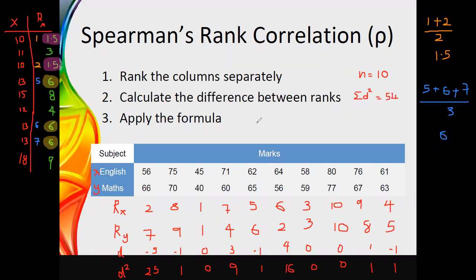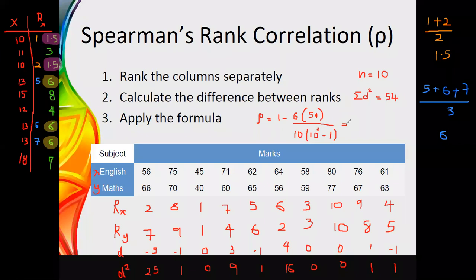Now I need to do the calculation. What I need to do is substitute the values. It is rho equals 1 minus 6 times the summation of d squared, which we can take as 54, then divided by n times n squared minus 1. N is equal to 10, so n squared is 10 squared, then minus 1. By performing this calculation, you can simply obtain the value.